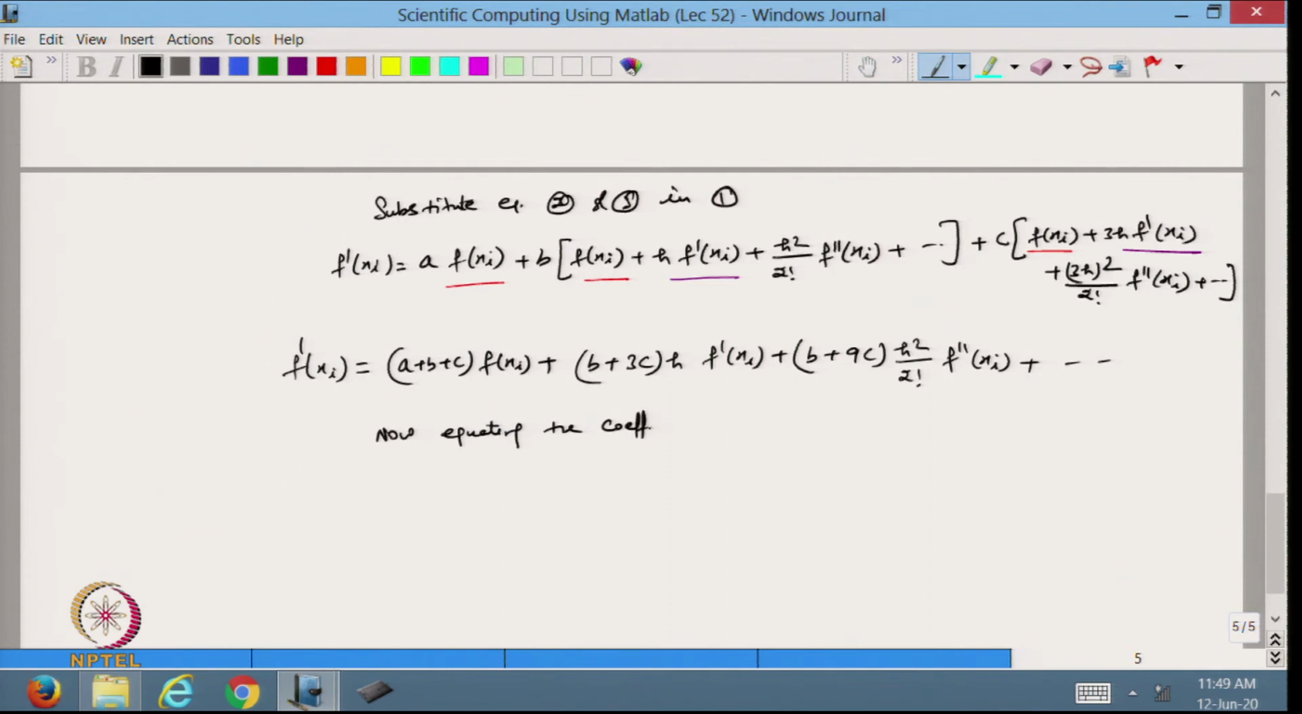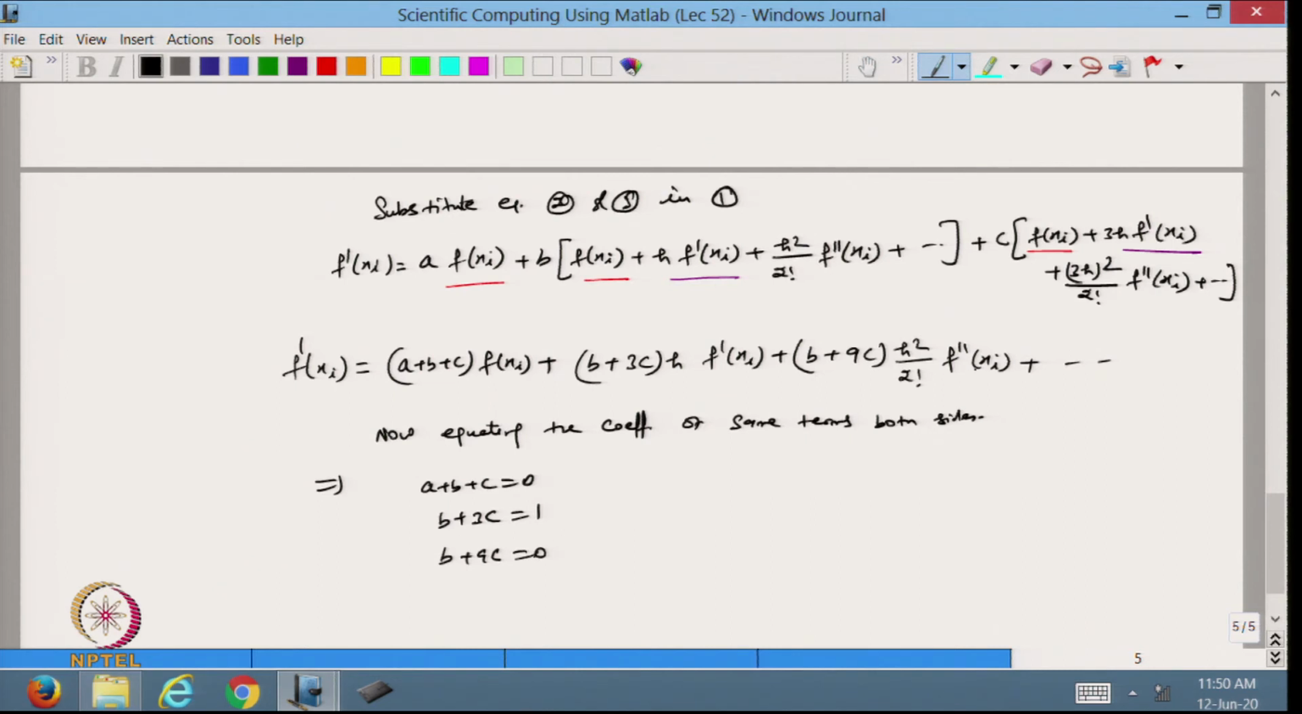Now equating the coefficients of same terms on both sides. The left hand side contains only f dash and the right hand side this one, and this is true for all xi. So from here I can say that a plus b plus c will be 0, b plus 3c will be 1, and b plus 9c will be equal to 0.